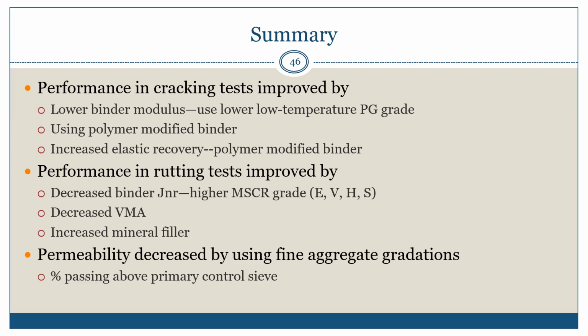The main thing to remember about getting a mixture with a nice low permeability is that you want an aggregate gradation that passes above the primary control sieve. That would mean using a fine aggregate gradation or perhaps a gap graded aggregate.